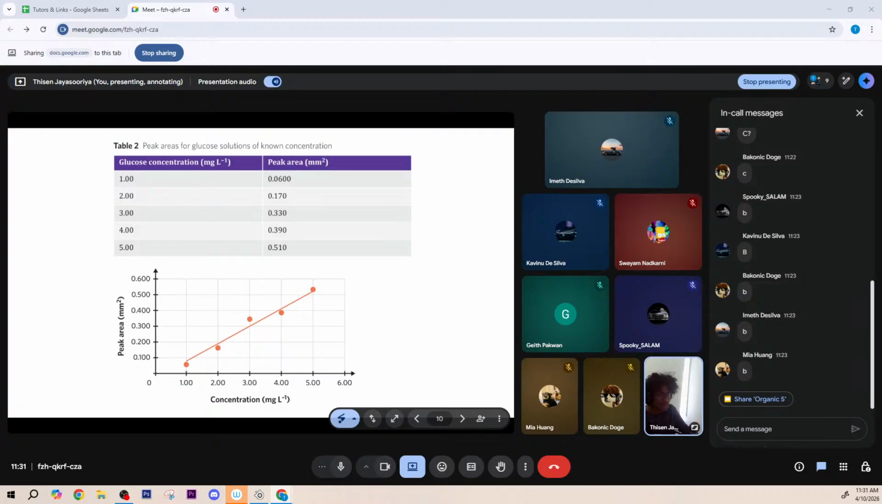Now the big thing that you need to realize is that we can only find peak areas inside our data. Does everyone here remember the phrase interpolating and extrapolating? Remember interpolating and extrapolating?